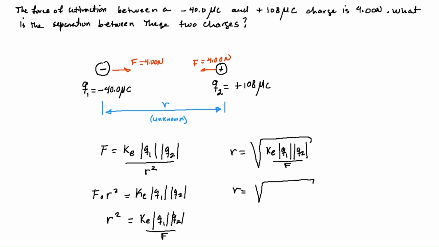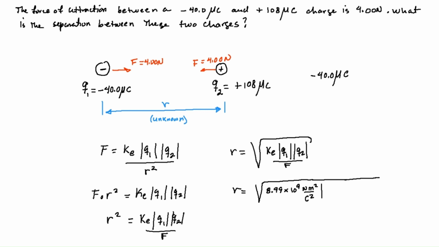So R would be the square root of, well, what is the magnitude of, in this case, K sub E, the Coulomb constant? We know it is 8.99 times 10 to the 9 newtons meter square per Coulomb square times the absolute value of, now let's see, we have minus 40.0 microcoulombs. So for 40.0 microcoulombs, the prefix micro means 10 to the negative 6.